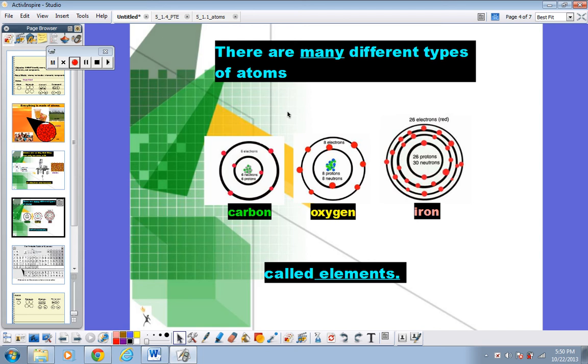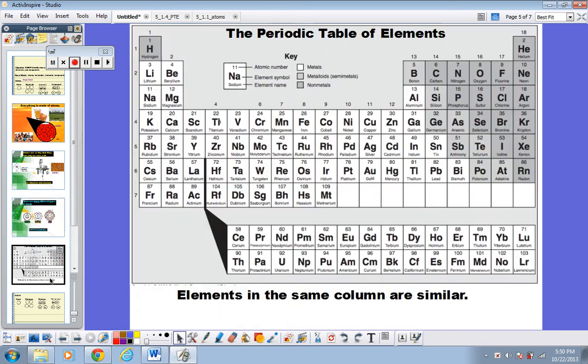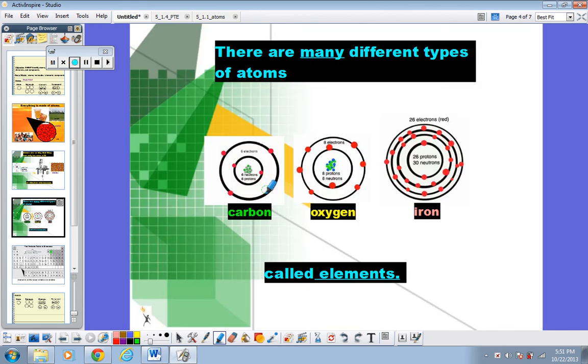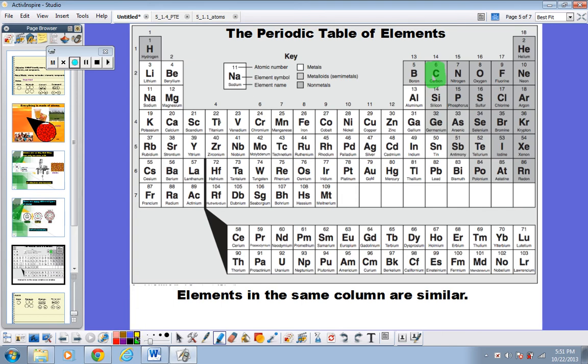Here are some examples of different types of atoms. Carbon is one example. If we look at our periodic table, we can see that carbon, which we have in green, is right here. Carbon is one type of atom, and this is what carbon looks like. Another type of atom that we have is oxygen. So let's look and find oxygen on our periodic table. Can you find it somewhere around here? Oh, it's right there. It's number 8.